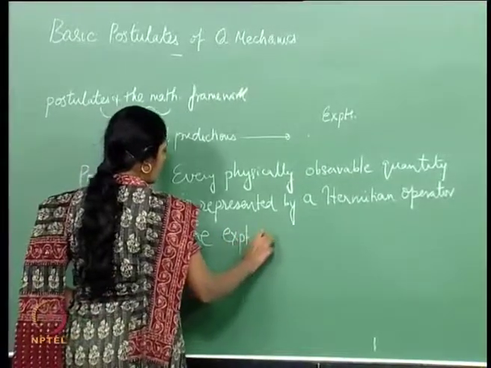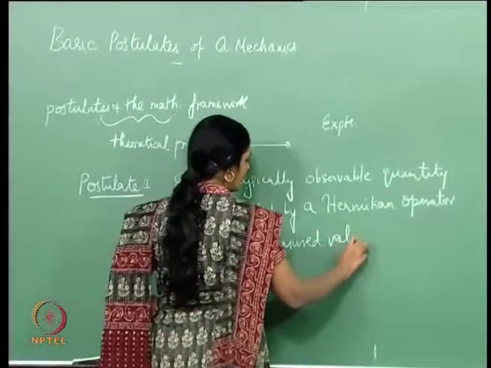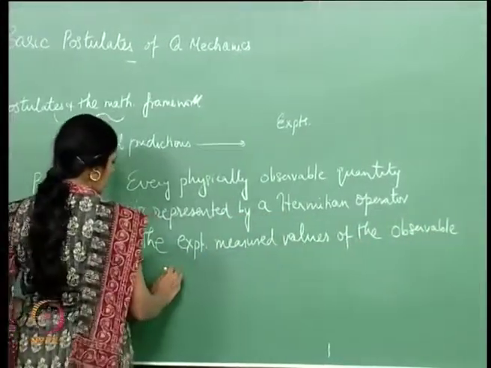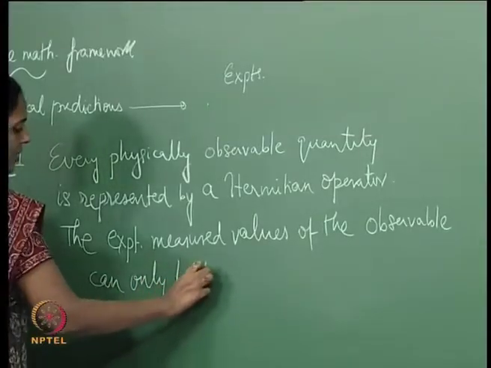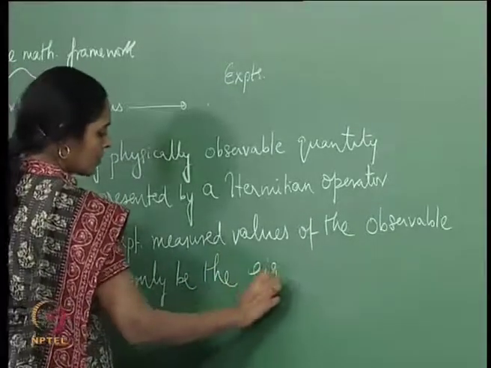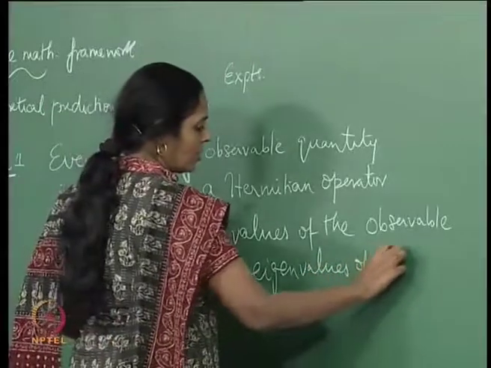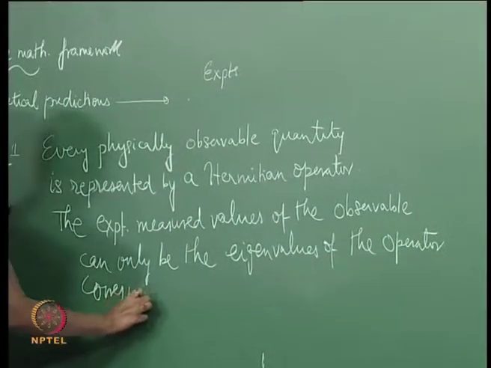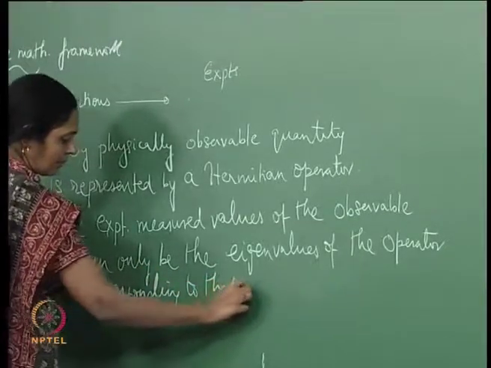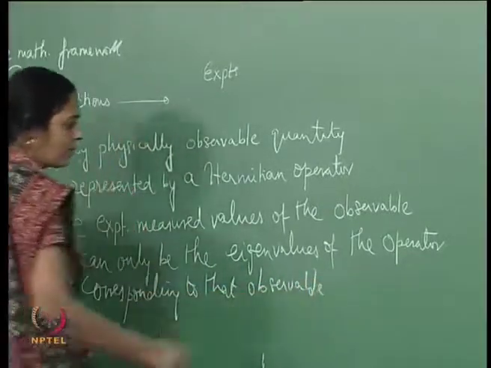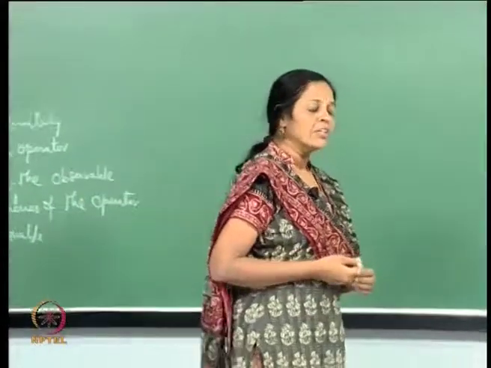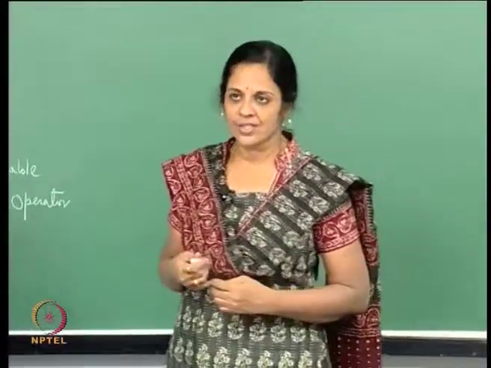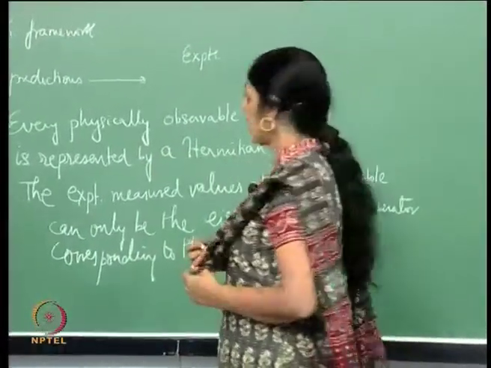The experimentally measured values of the observable can only be the eigenvalues of the operator corresponding to that observable. So, for instance, in the familiar example of the two-level atom, the Hermitian operators that we thought up were S squared and Sz.